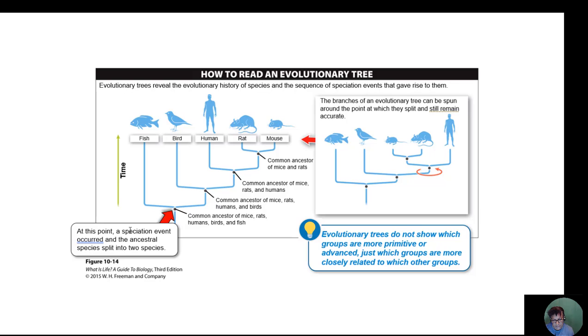So at this point, some speciation event occurred and the ancestral species split into 2 species. So here we have the split going into two species. And then there was a split again.